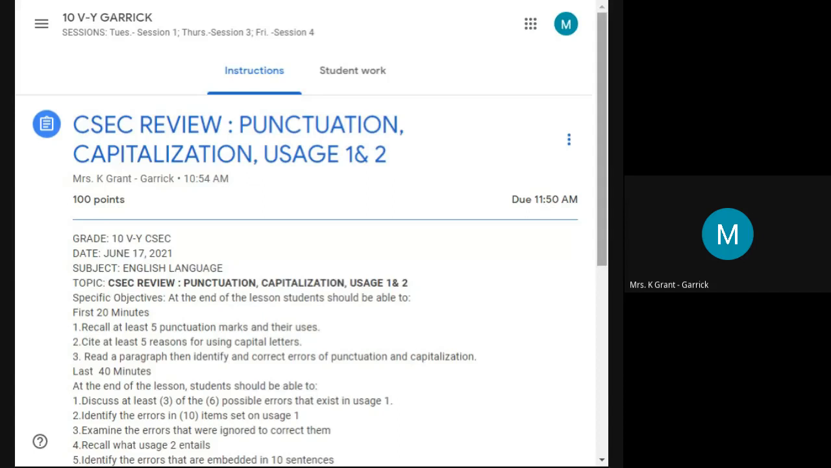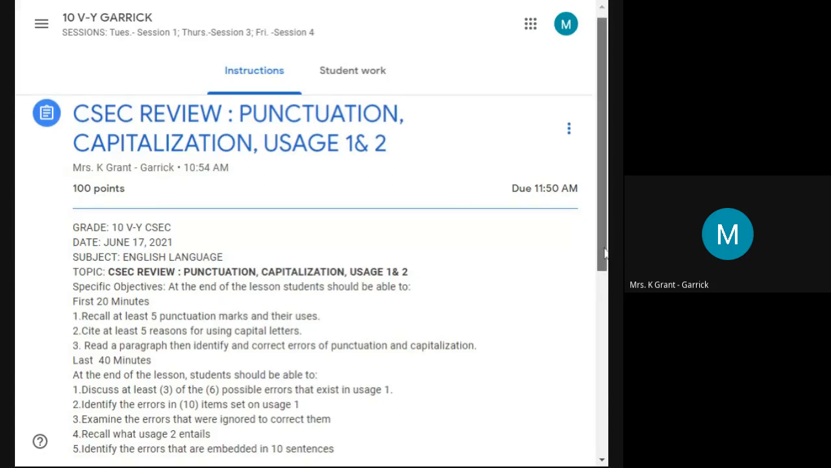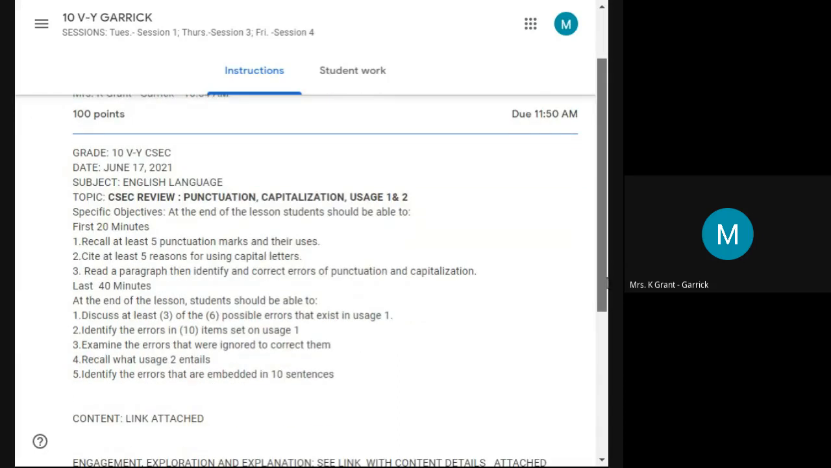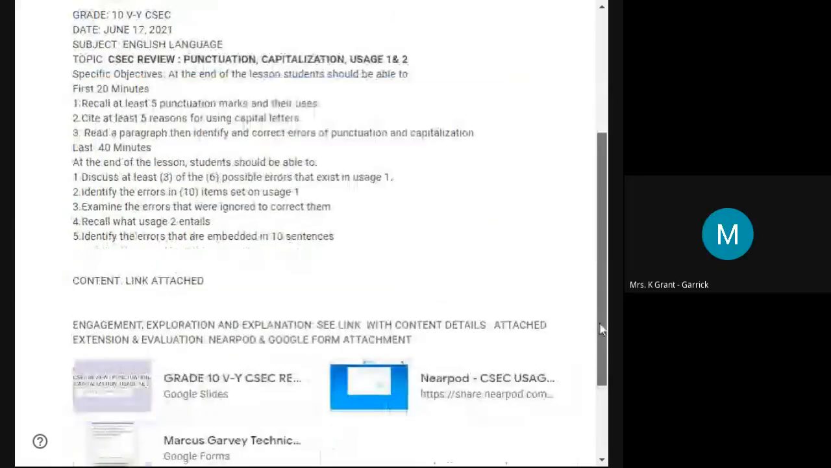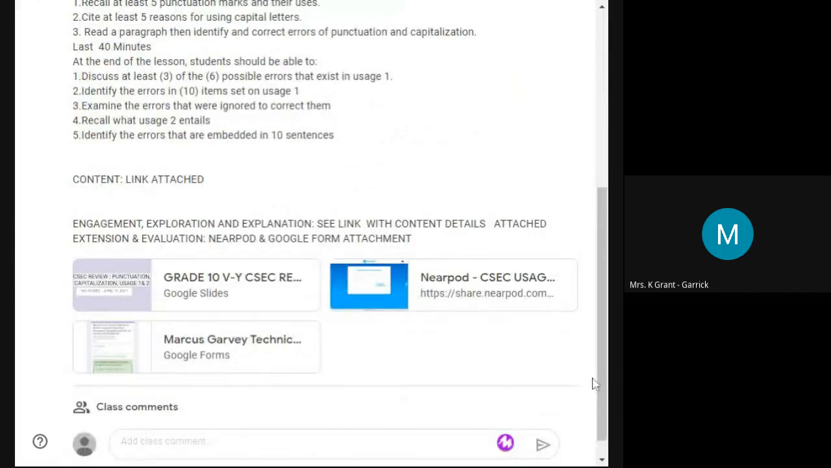So, morning again. Today is supposed to be a CSEC review. When we were doing the CSEC, we were introduced to Usage 1 and Usage 2 activities, so we're just going to go back through some of these activities. At the end of it, when you're able to, with your gadget, you can log into the Google Classroom platform and do the Nearpad task and the Google Form activity, which would assign you a grade.